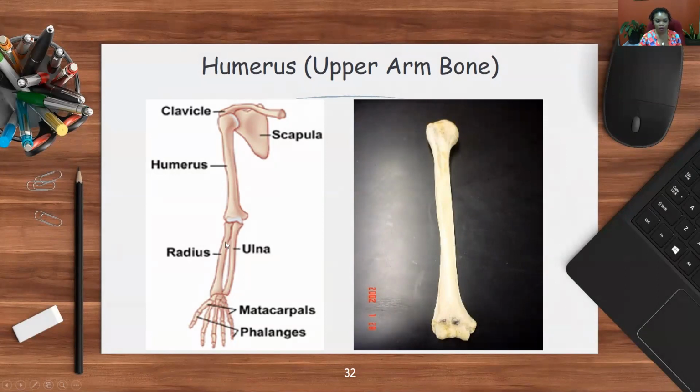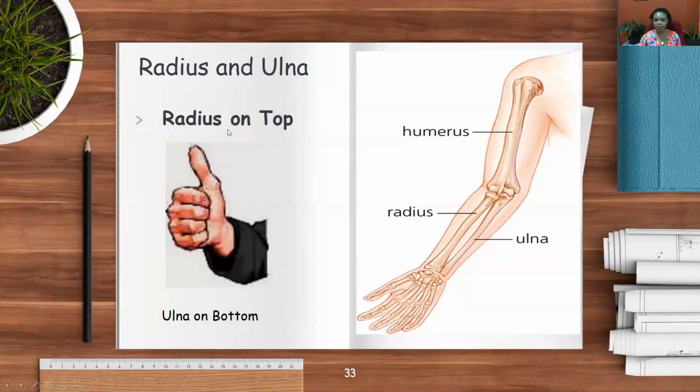So what you use to remember which side the radius and ulna is on is the thumb. This here is the little finger, and this one is the thumb. The side that the thumb is on is the side where the radius is found, and the ulna is where the little finger is. So it depends on the way you turn your hand. When you're labeling this in the exam, ensure that you look for the thumb and then trace it to find the radius. So radius on top, ulna on the bottom.